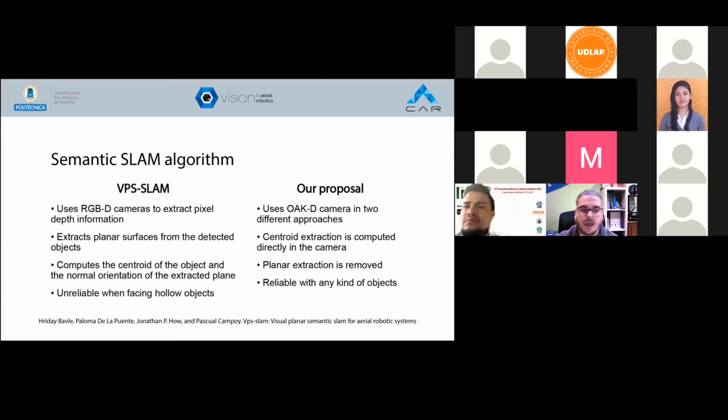So our proposal was to modify the system a little bit to use both of the previous methods we talked about with the OAK-D. Now the centroid is calculated directly on the camera, and the plane extraction has been removed completely. This reduces the computational load significantly on the onboard PC. Before, we had to make the calculations of the centroid on the onboard PC, now we can do the calculations in the camera, and the centroid is directly extracted from the camera.